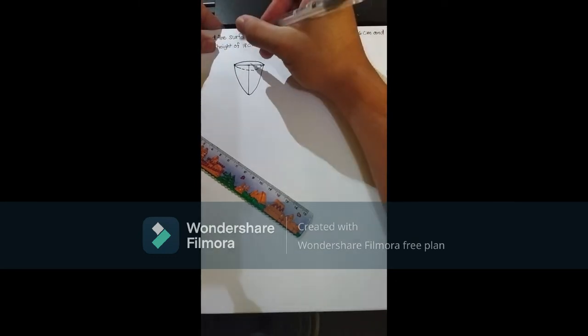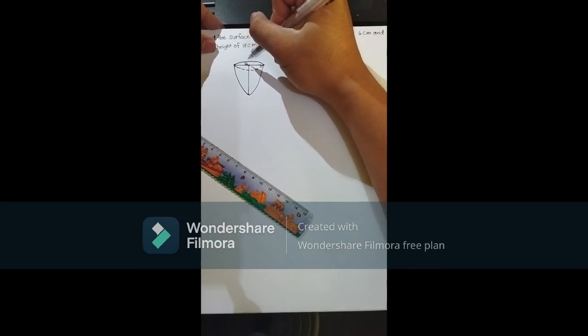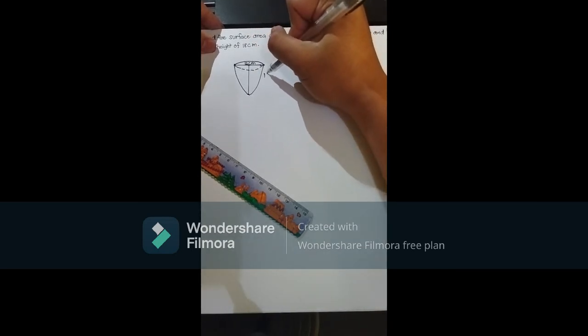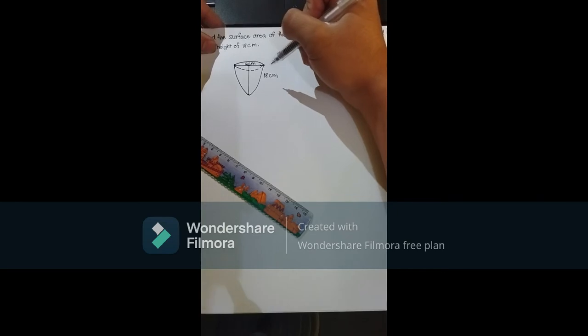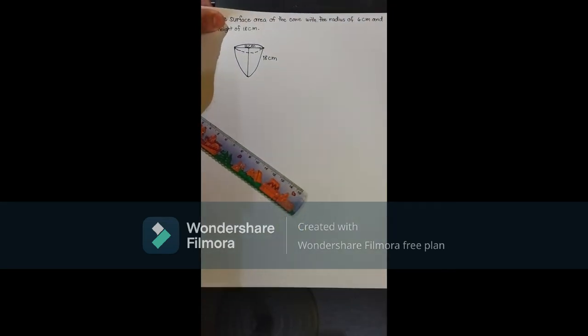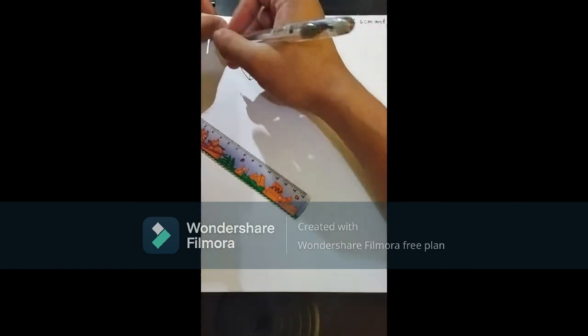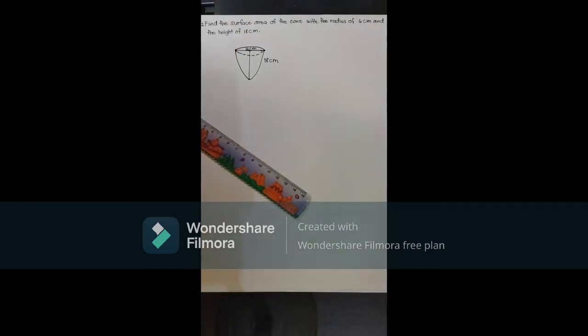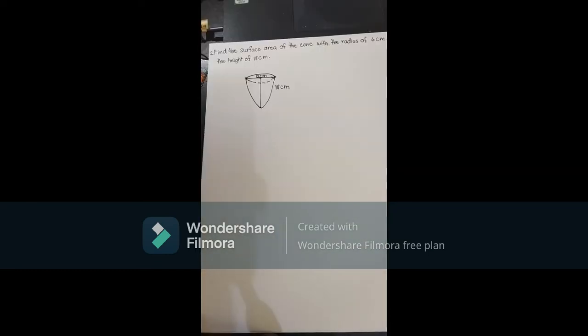So the radius is equal to 6 centimeters, the diameter is 12 centimeters, the width, and the height is equal to 18 centimeters. Now we're going to calculate the surface area. So we're going to find first the length so that we can find the surface area.